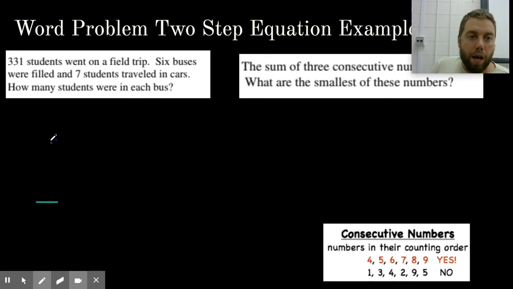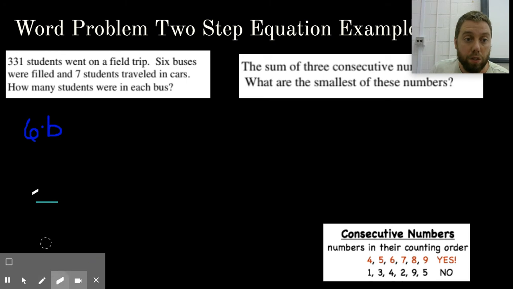Now, we always need to pick a variable. I'm going to pick B, number of students in a bus, is our variable. And we know that there were 6 buses. So the number of students in a bus times 6 tells us how many students were on buses total.